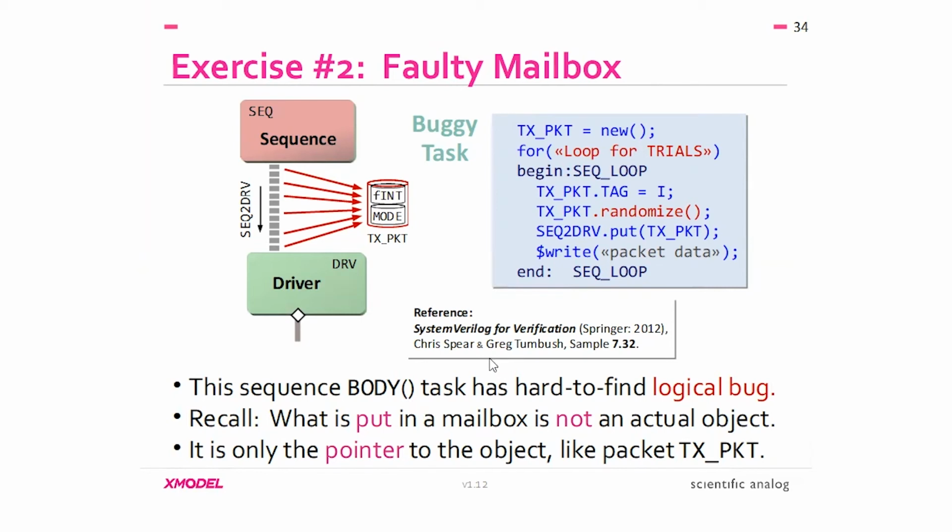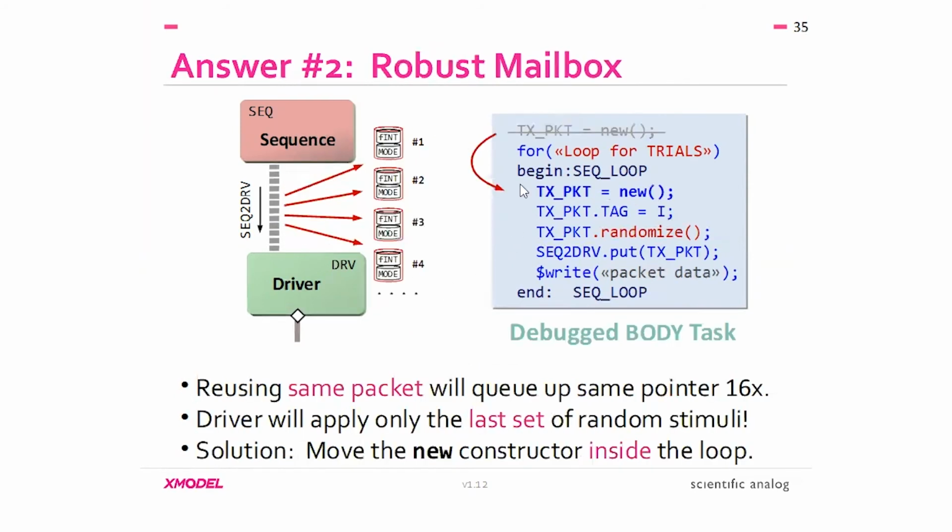As Chris Spear points out in his classic text, the mailbox doesn't contain the packet objects, only pointers to them, and so we're putting the same pointer into the mailbox 16 times. Here's the solution. We've simply moved the call to the new constructor inside the loop. And now every iteration, we're generating a new packet, it's got its own unique pointer, and that solves the problem.